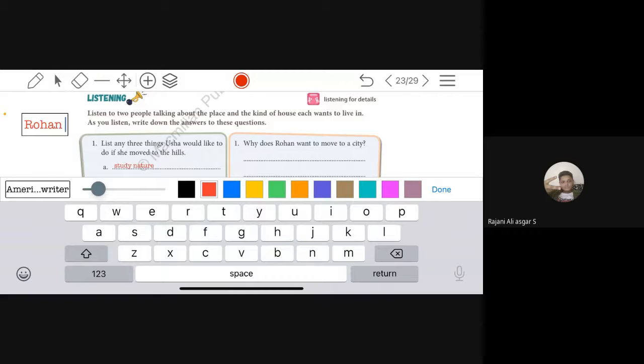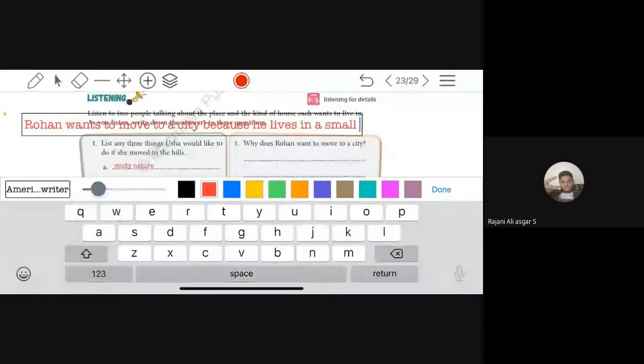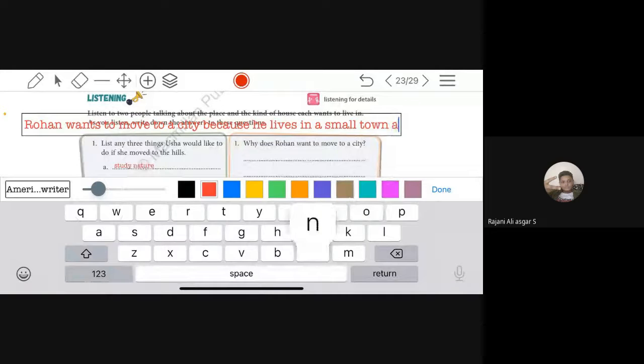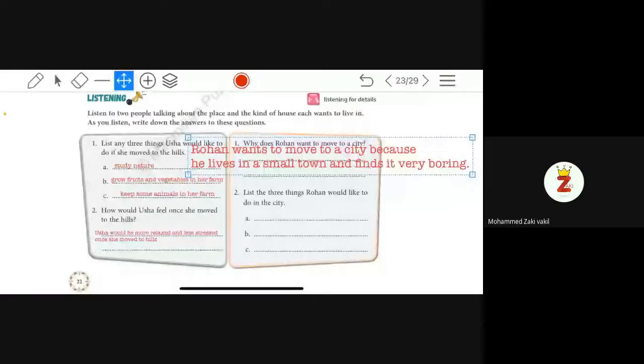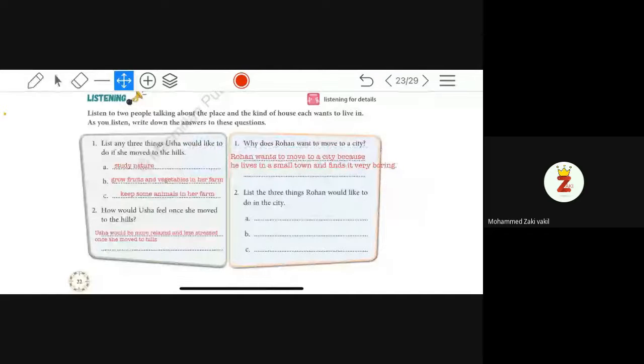Rohan wants to move to a city because he lives in a small town and finds it very boring. Yes, sir. These are the three things.